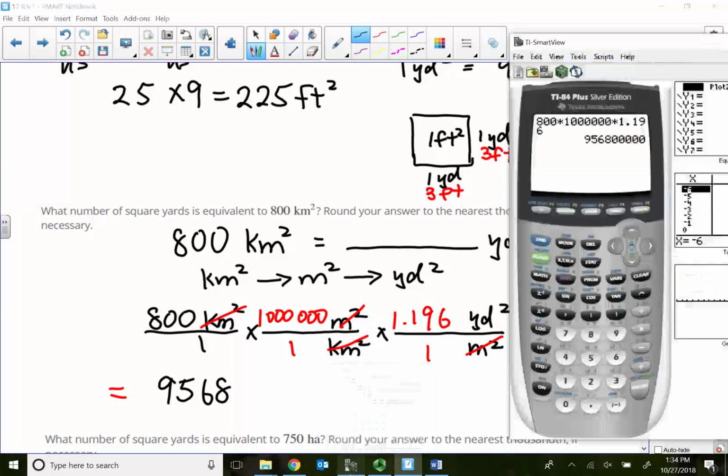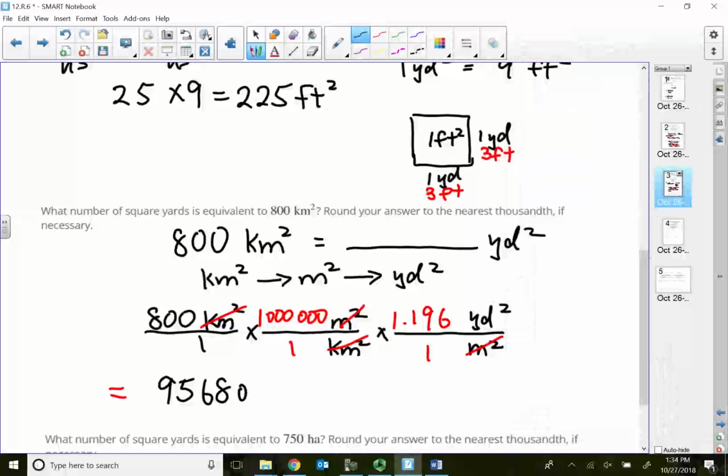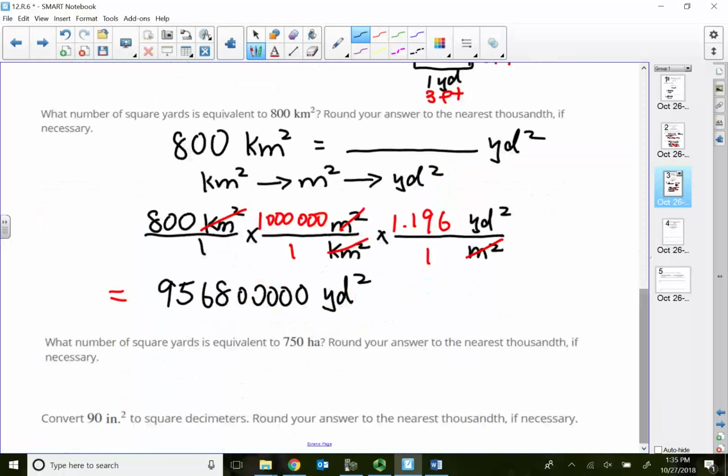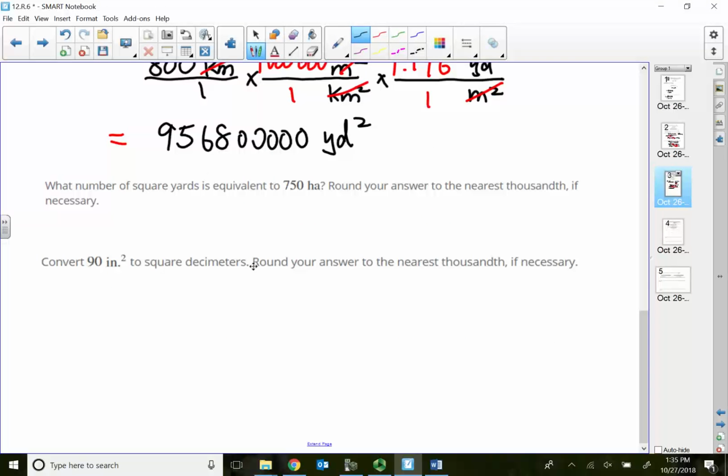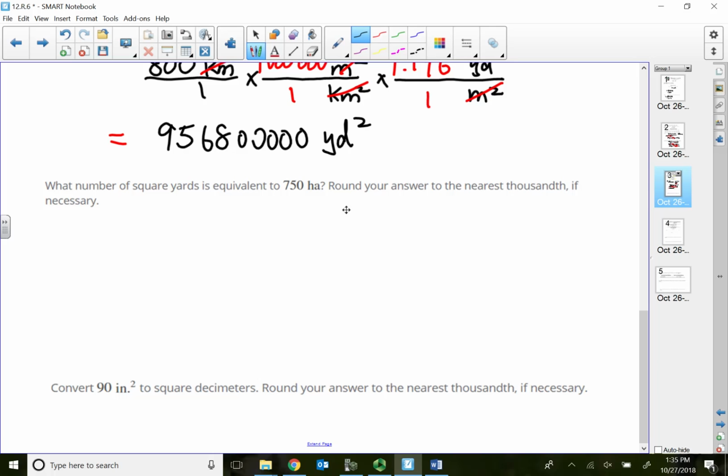9568. All right, with 1, 2, 3, 4, 5 zeros. All right, square yard. That's a large area. What number of square yards is equivalent to 750 hectares? 750 hectares is equal to so many square yards. All right, so I got hectares, I got square yard.